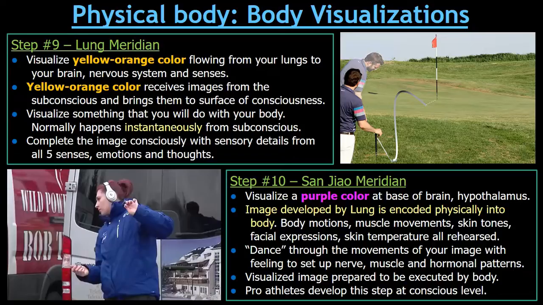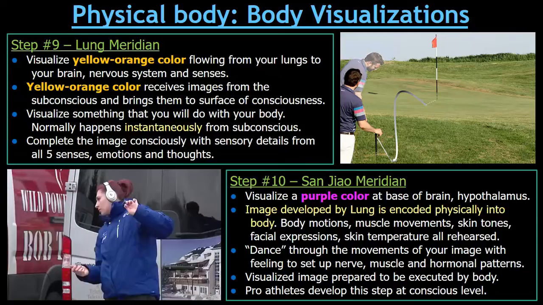So that golfer is going to step up, and before he actually hits the ball, he's going to step to the side and do some practice swings that are going to try as closely as possible to exactly duplicate the visualization of the shot. The same pressure, the same feeling on the club, the same swing, the same follow through, the same emotions, the same visualization, the same focus. So it's all brought together. So one completes this mental image, this body visualization consciously with sensory details from all 5 senses, emotions, and thoughts.